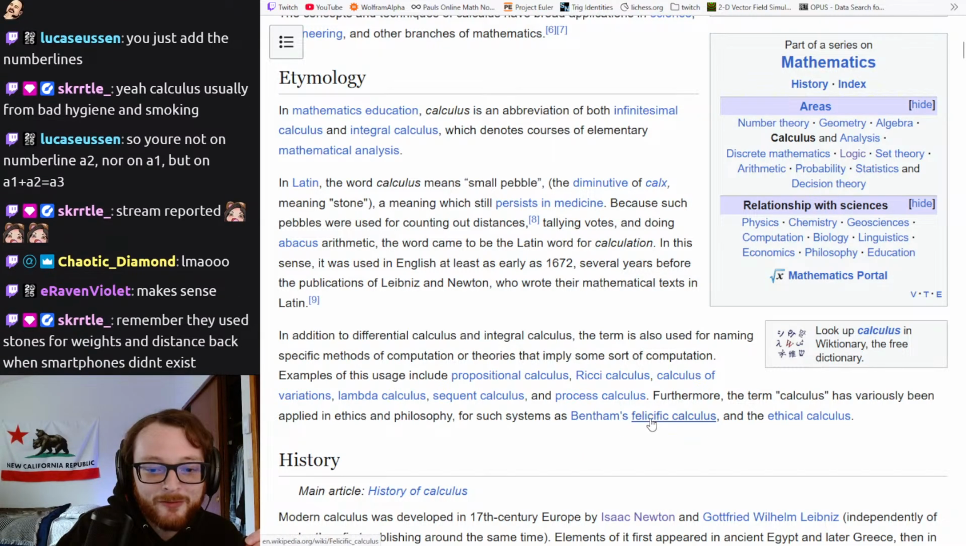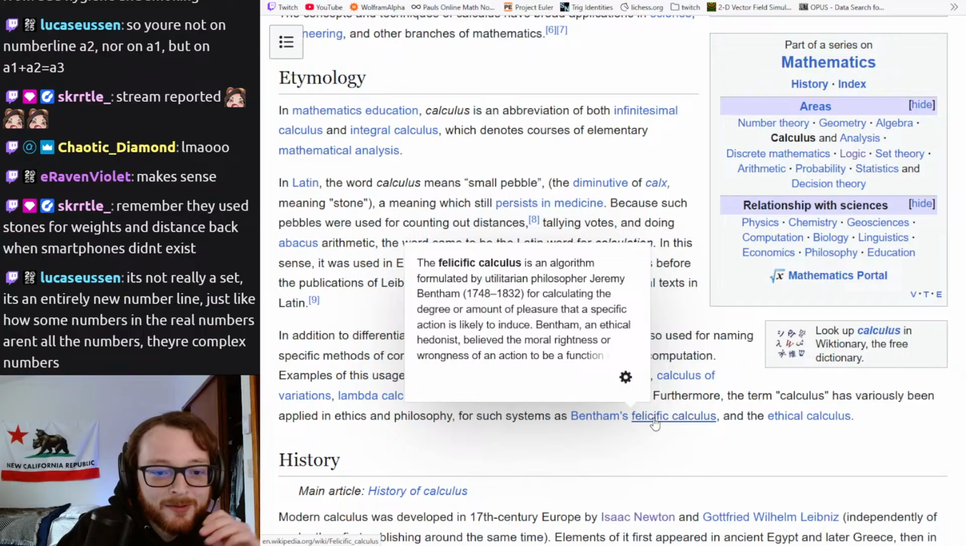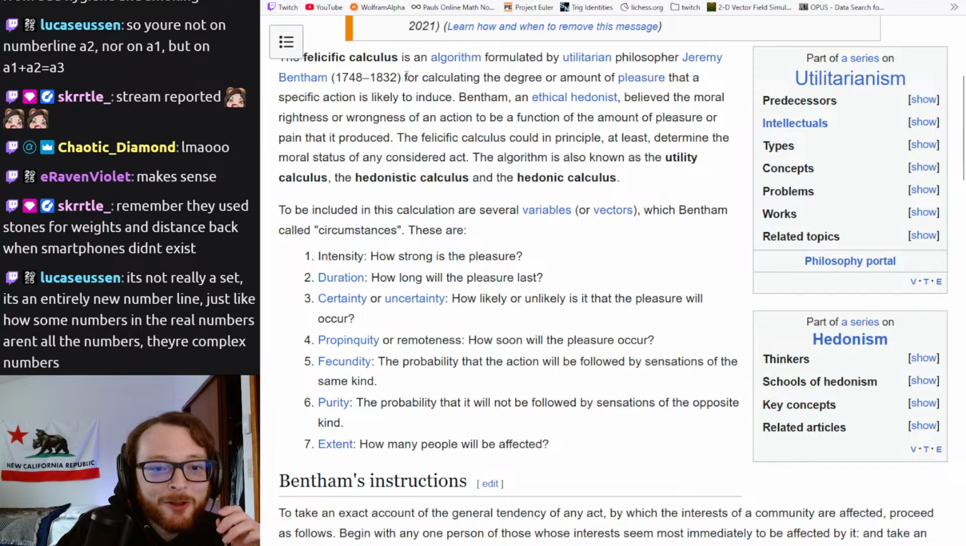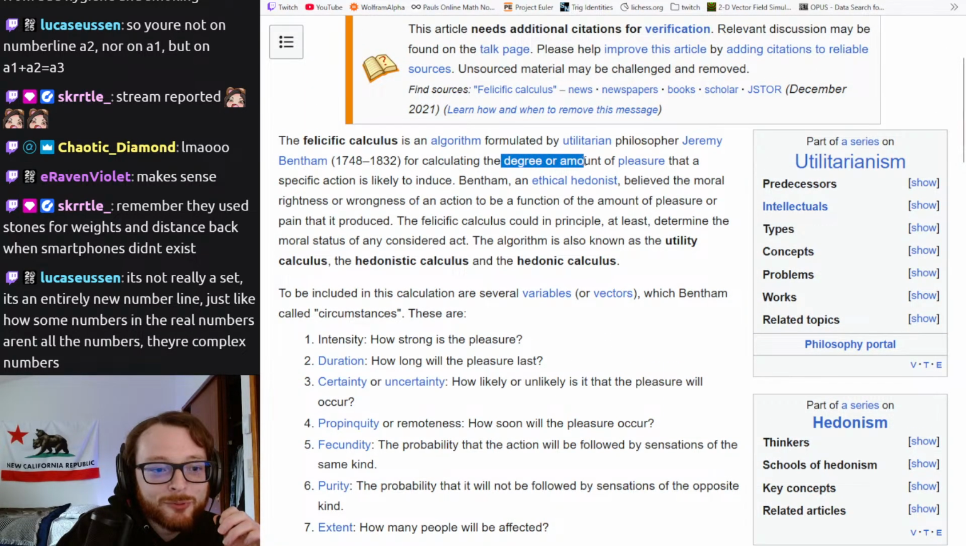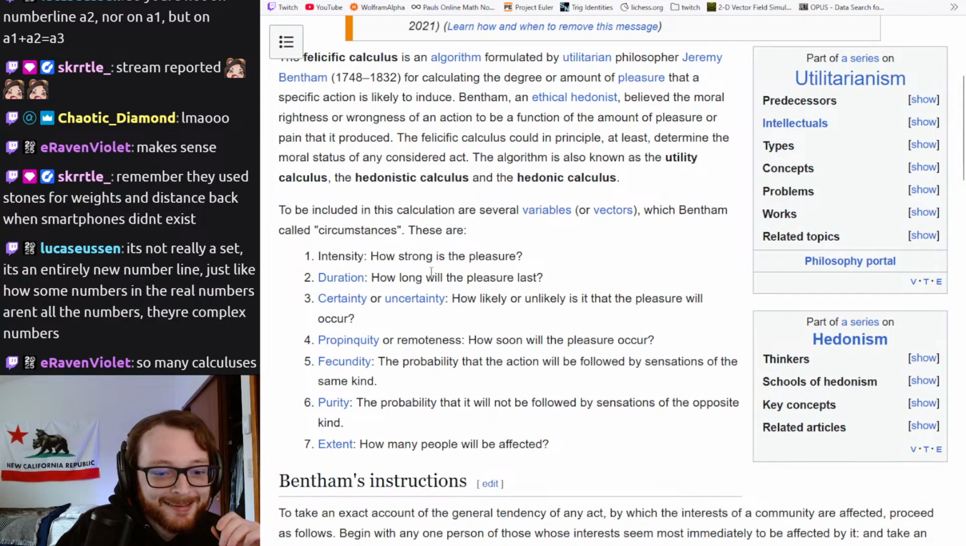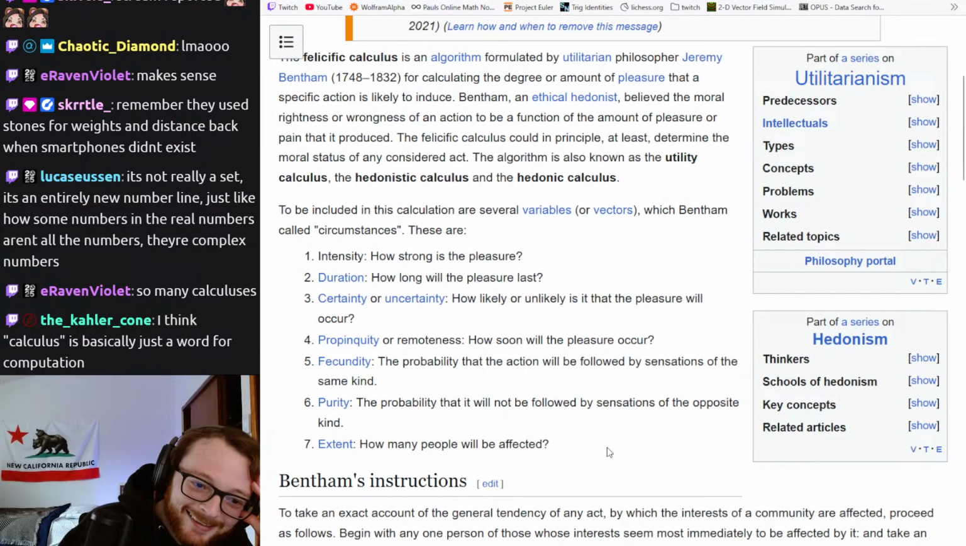Bentham's philosophic calculus? Ethical calculus? Huh. Wait. For calculating the degree or amount of pleasure a specific action is likely to induce. An ethical hedonist believes the moral rightness or wrongness of an action to be a function of the amount of pleasure or pain that it produced. Okay.